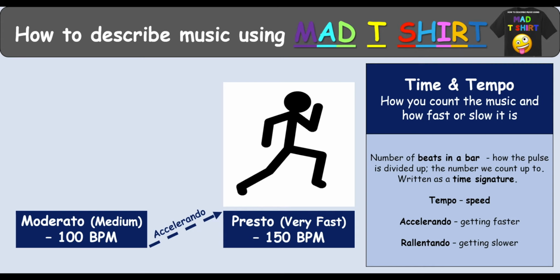BPM simply means beats per minute. How many beats of the pulse do we count in 60 seconds? So 60 BPM would be a beat every second. 120 BPM would be 2 beats every second. The higher the number of BPMs, the faster the tempo is.